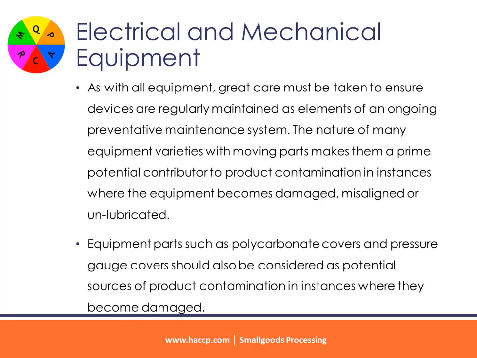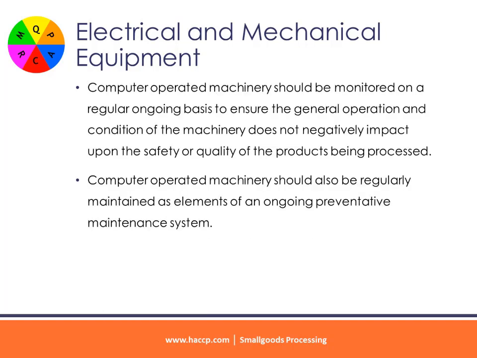Electrical and mechanical equipment. As with all equipment, great care must be taken to ensure devices are regularly maintained as elements of an ongoing preventative maintenance system. The nature of many equipment varieties with moving parts makes them a prime potential contributor to product contamination in instances where the equipment becomes damaged, misaligned or unlubricated. Equipment parts such as polycarbonate covers and pressure gauge covers should also be considered as potential sources of product contamination in instances where they become damaged.